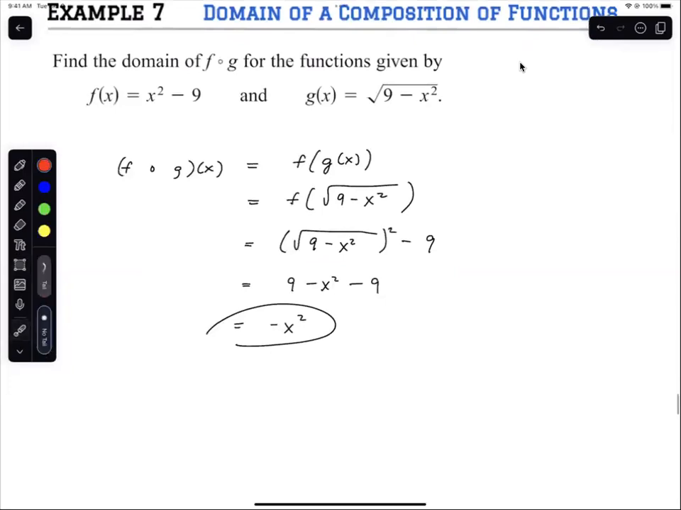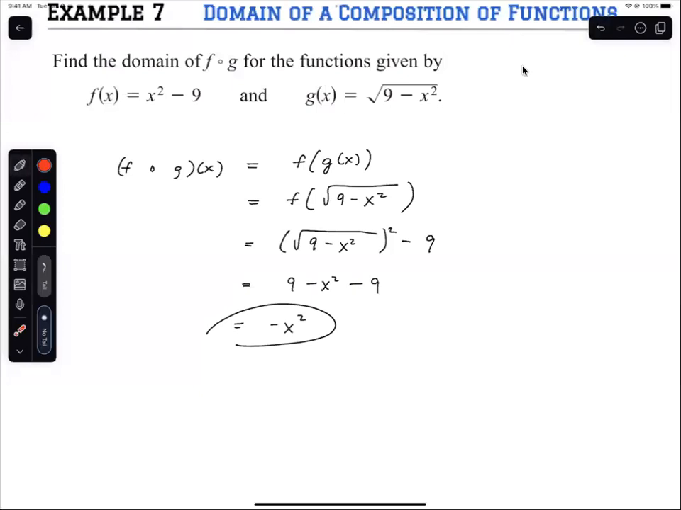Now, we have to be careful though, because even though this is quadratic, the domain of this is not all real numbers, because the domain of this has to be an overlap of these two. So the only x values that work for this function are, if we graph this, going to be between -3 and positive 3.